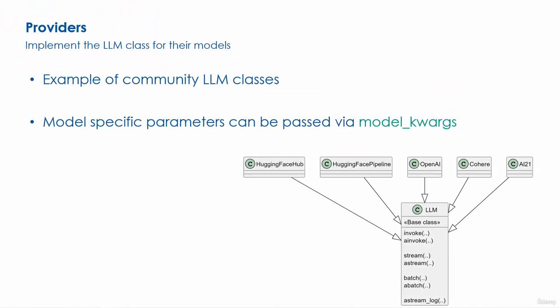At the time of creation of the LLM, you can pass the model-specific parameters by way of the model keyword argument parameter. To learn about the model-specific parameters, you need to refer to the model's documentation. Let me show you how to create and use an LLM class.